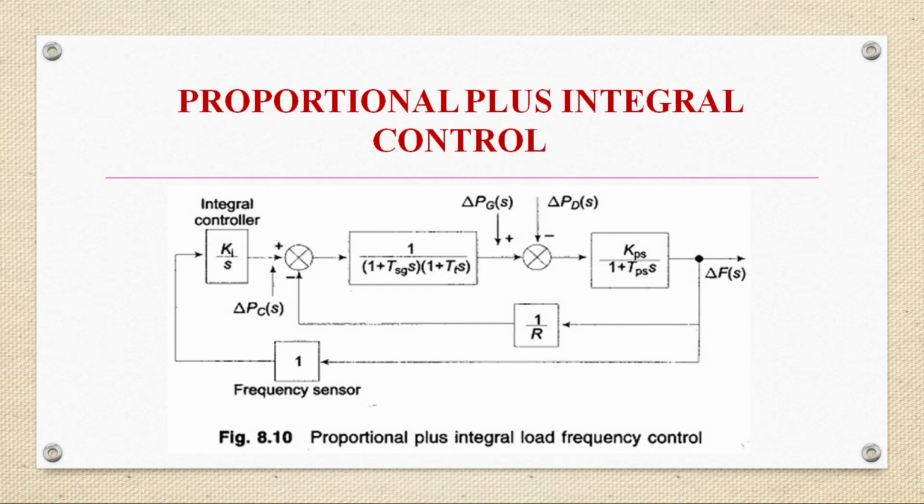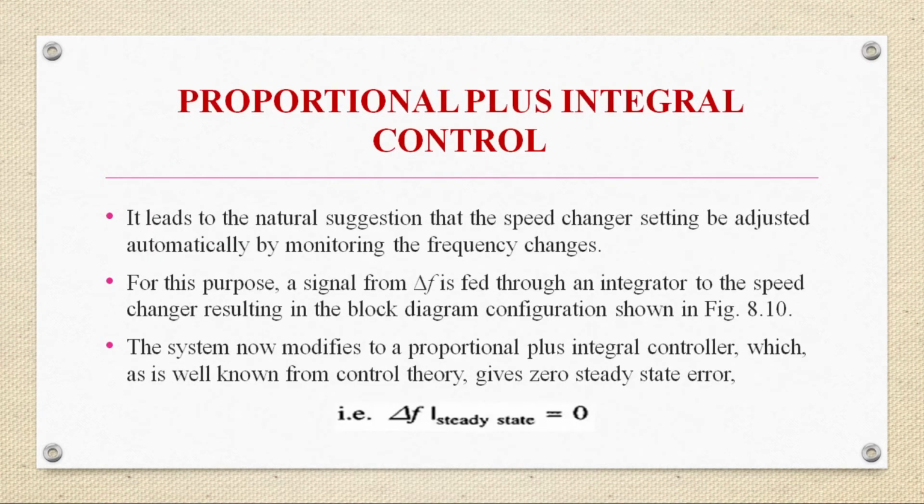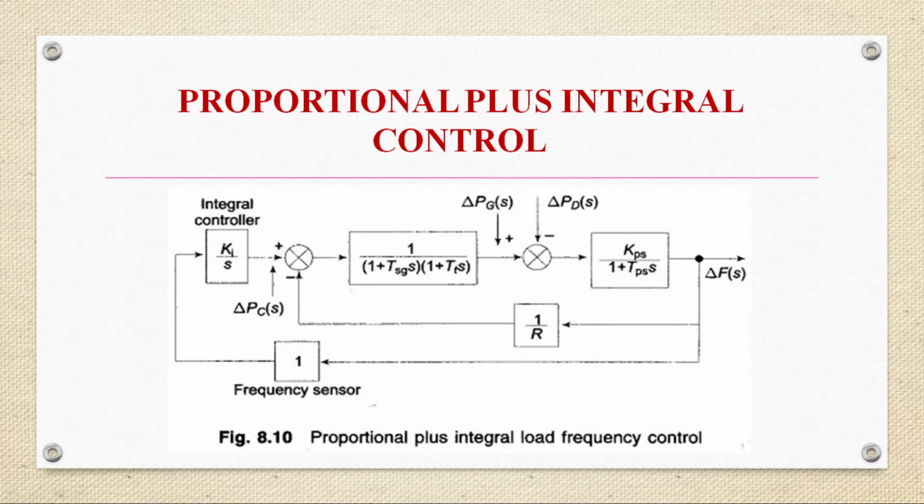Now the system will be modified to a proportional plus integral controller, which gives us a zero steady state error, that is, delta F at steady state is equal to 0. So we are giving a delta F feedback through the integrator to the speed changer, and hence we are going to get zero steady state error.